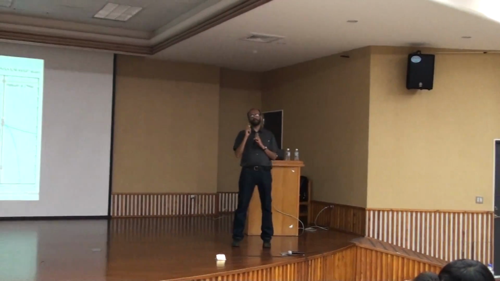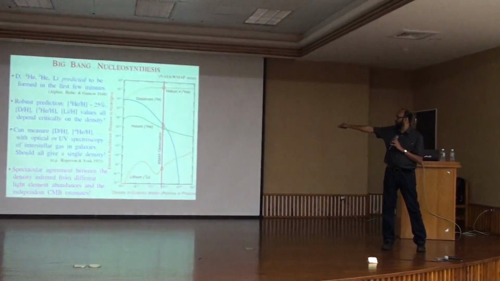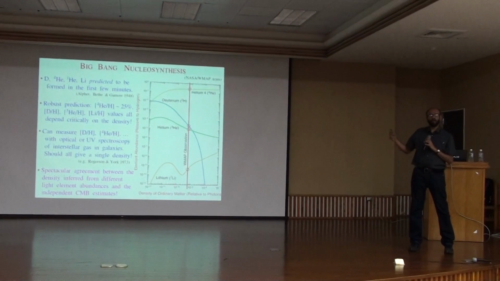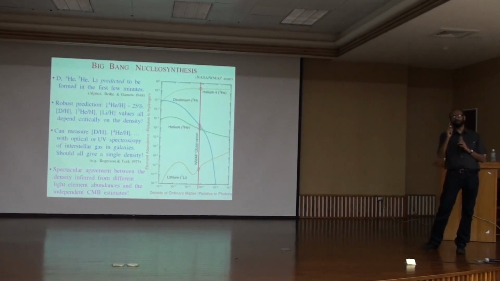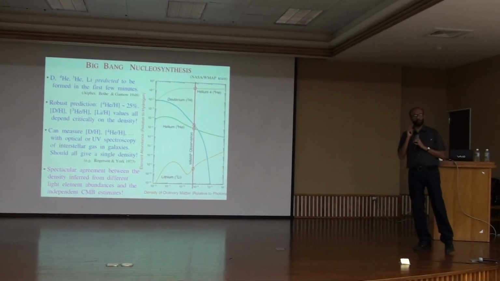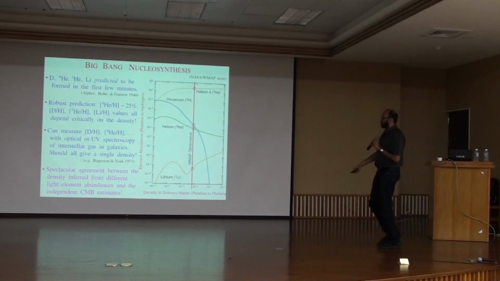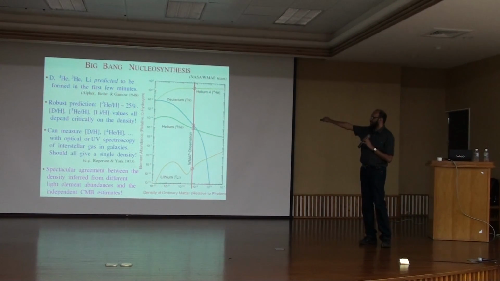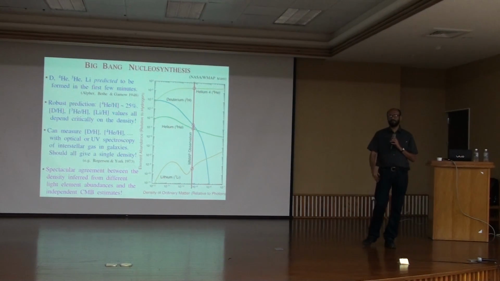And the helium to hydrogen abundance, this ratio, 4He to hydrogen, only depends on the number of neutrons relative to the number of protons. So you can make a prediction, and this was made, that the amount of 4He by hydrogen should be about 25% by mass.